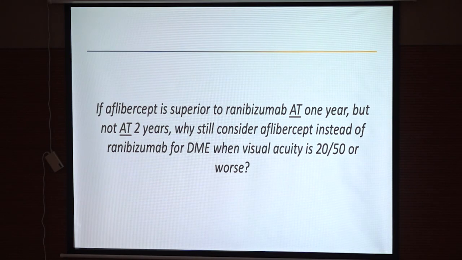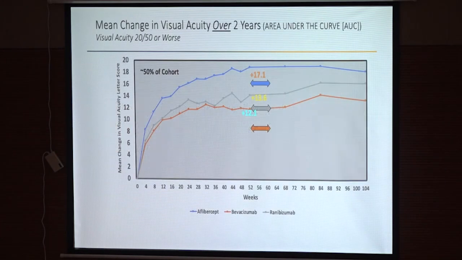So then the next question is, coming to the first slide: if Eylea is superior to Lucentis at 1 year, but it is not superior to Lucentis at 2 years, then should we give Eylea, or can we give Lucentis only? So this slide will answer that.